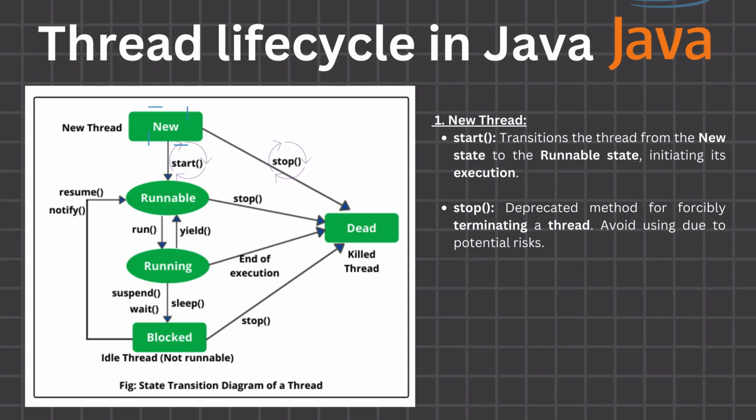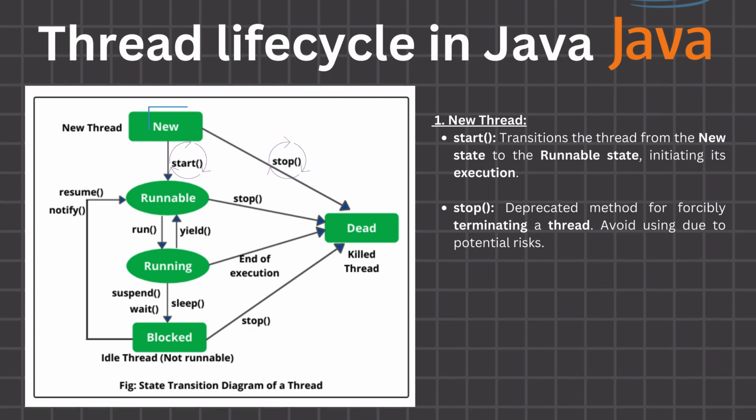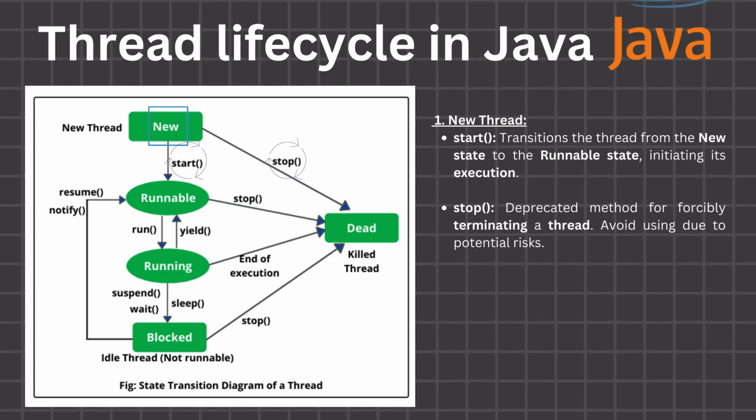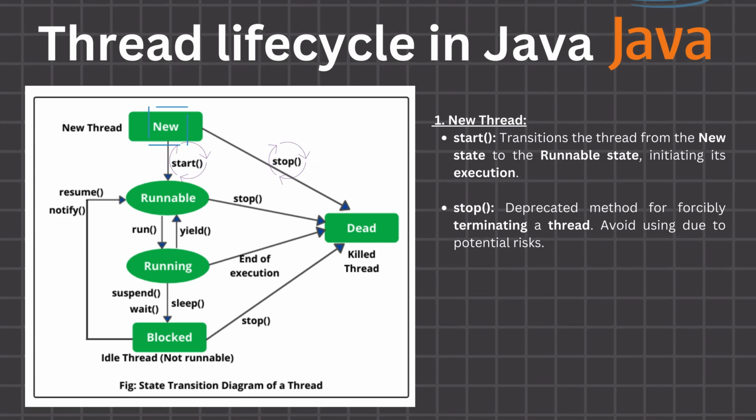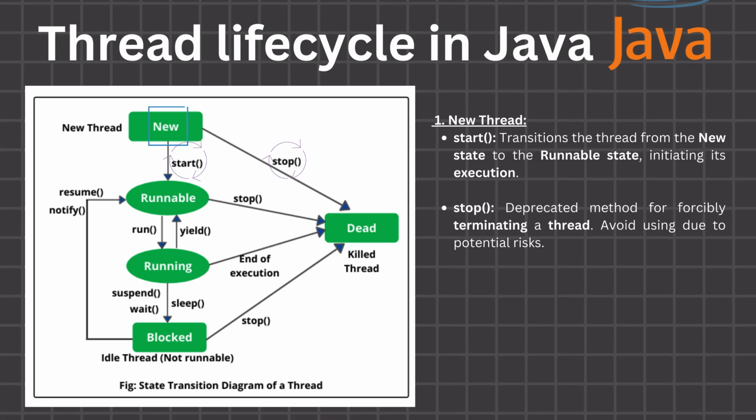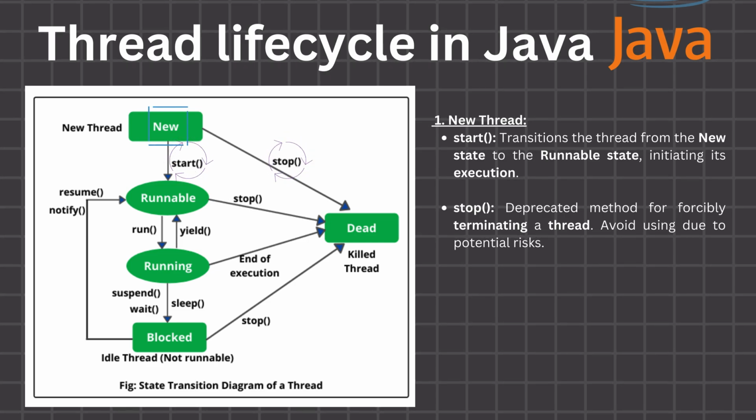Let's now take a closer look at the methods that are used to control and manipulate the thread's behavior, as depicted in the diagram. 1. New thread: start transitions the thread from the new state to the runnable state, initiating its execution. Stop: deprecated method for forcibly terminating a thread. Avoid using it due to potential risks.